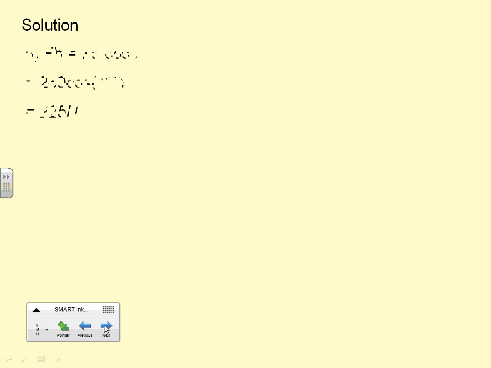Okay, so here's your solution. The first thing you're going to do is find the horizontal component. Remember, it's always cosine. So it's 260 cos 30, or 225.